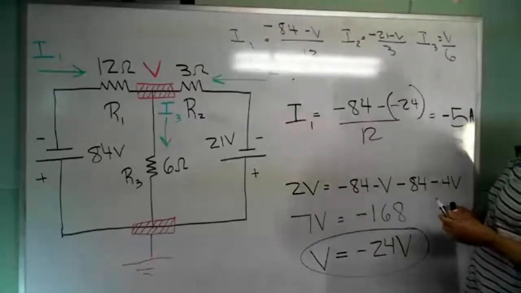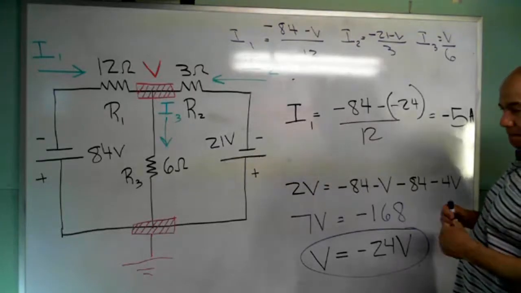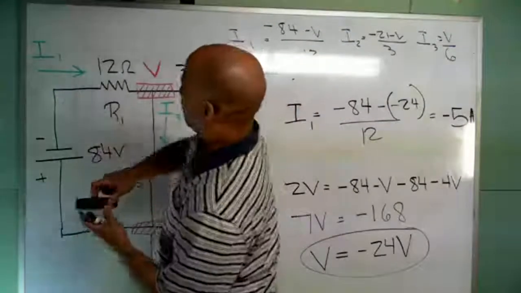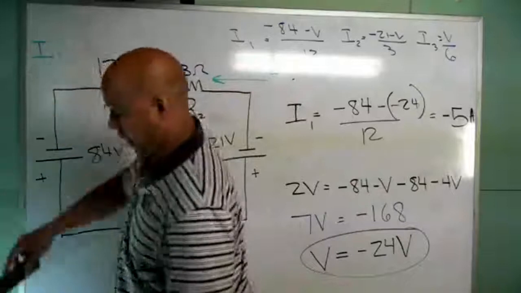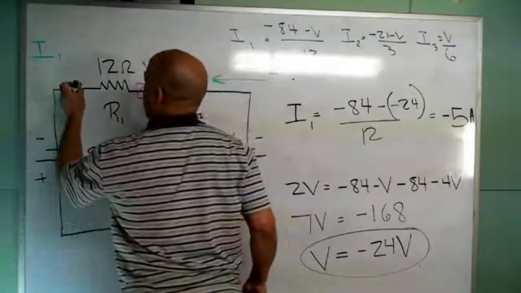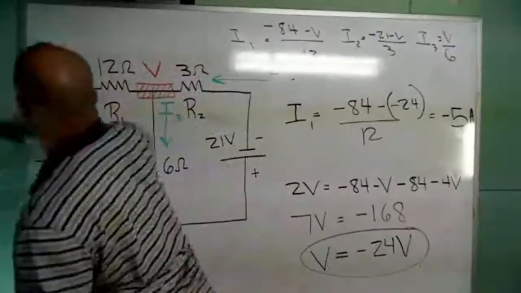What's the significance of a negative current? It's flowing in the other direction. Right. We assumed that I1 is going from left to right, so we just flip it around. It's actually going the other way. So I1 is flowing this way, and it is 5 amps.